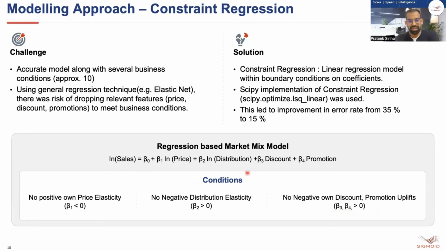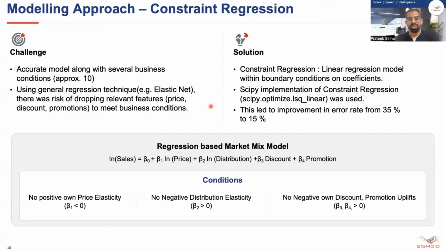In terms of equation, which is a regression market mix model equation, we can say that beta 1 should be smaller than 0, beta 2 should be greater than 0, and beta 3, beta 4 should be greater than 0. So we had to do regression, but we also had to satisfy business conditions. And if we used general regression technique like elastic net, there was risk of dropping relevant features like price, discount, promotions to meet business conditions.